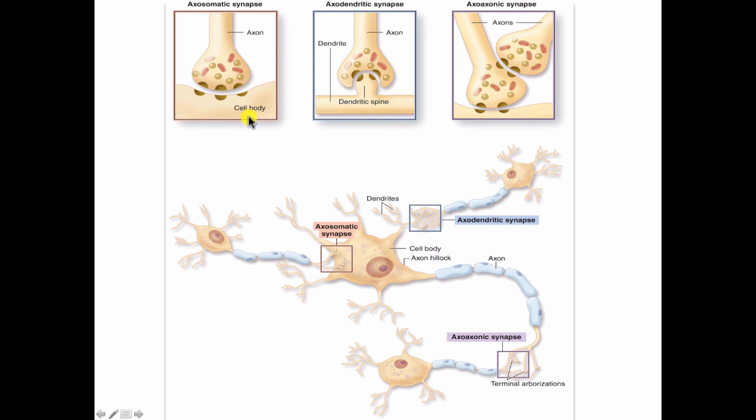All of these synapses are of course chemical synapses involving neurotransmitters of one kind or another. There are a few examples of electrical synapses in the body as well.